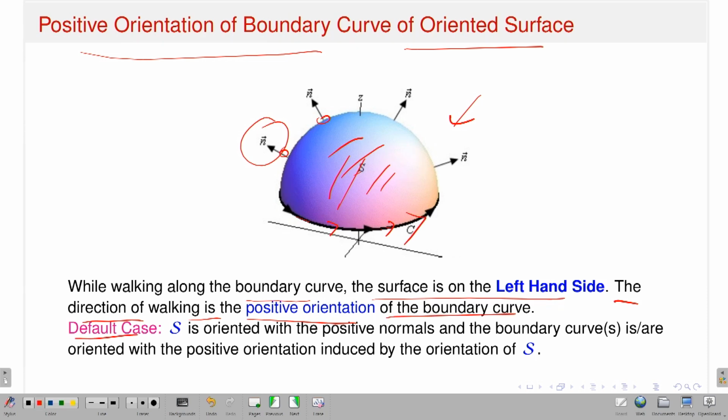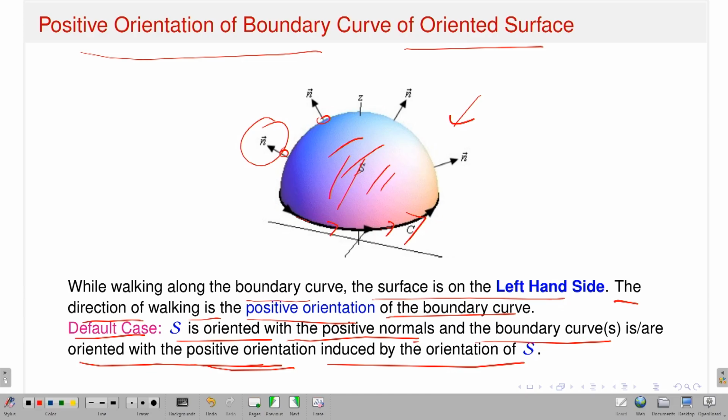Okay. Default case: if I do not mention anything, the default case is that S is oriented with the positive normal, that means I am starting with a smooth surface S, comma, plus n cap, positive normals, and the boundary curve is oriented with the positive orientation. That means I should go along the boundary curve in such a way that on the left hand side I will have my surface. So I am always talking about surfaces with positive normals and the boundary also positively oriented, the positive orientation induced by the orientation of S.